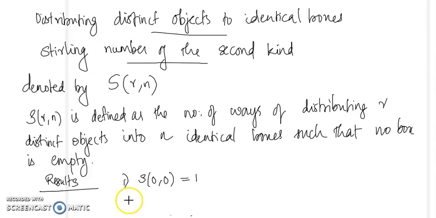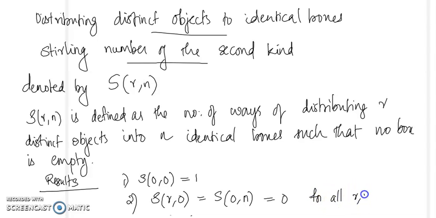So S of 0, 0 is equal to 1, and the second result is S of r, 0. So this is the number of ways of distributing r objects to 0 boxes. And again, distributing 0 objects to n boxes. So both of these are 0 for all r, n belongs to N. So S of r, 0 and S of 0, n will be equal to 0.